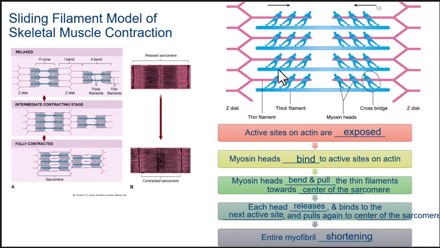Now, looking at this simplified drawing where humans are acting like the myosin heads, they're reaching up and pulling the actin filaments towards each other, which effectively shortens the distance between each Z disc. Then after they've done one pull, they will let go, move on to the next active site, and pull again.